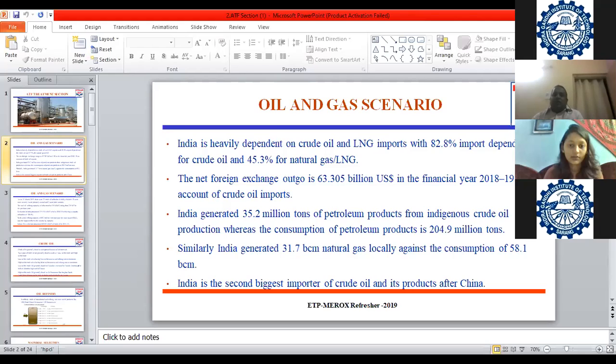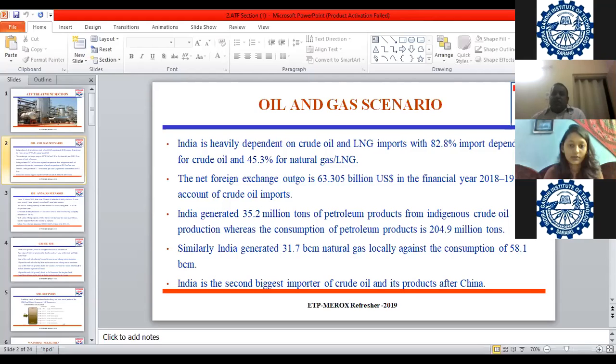In India, we generate about 35.2 million tons of petroleum products from indigenous crude oil, whereas the consumption requirement is 204.9. That means our generation is around 20%, but our requirement is 100%, so we import the other 80% of crude oil from different countries. Similarly, India generated 31.7 billion cubic meters of natural gas locally against a requirement of almost double, 46 to 48 BCM, that is billion cubic meters.